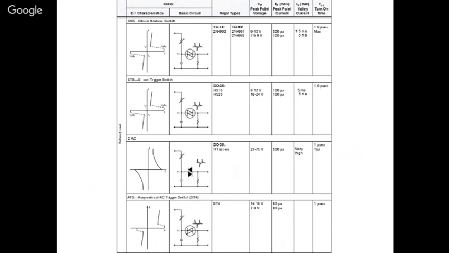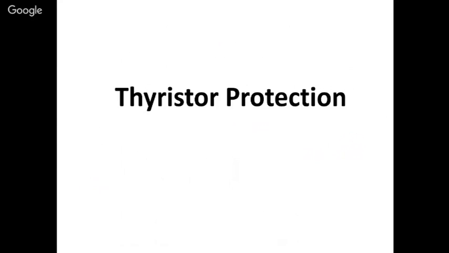And these are some of the devices you can see here. You can see PUT, SUS, SES, these UJT, all these are used for firing purposes. Okay, SBS, STS, DIACs, ATS, all these things.